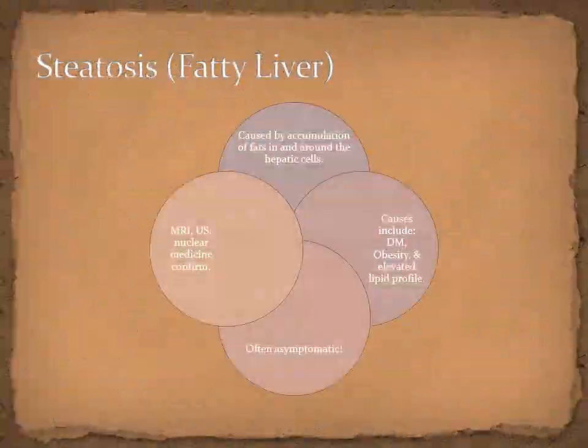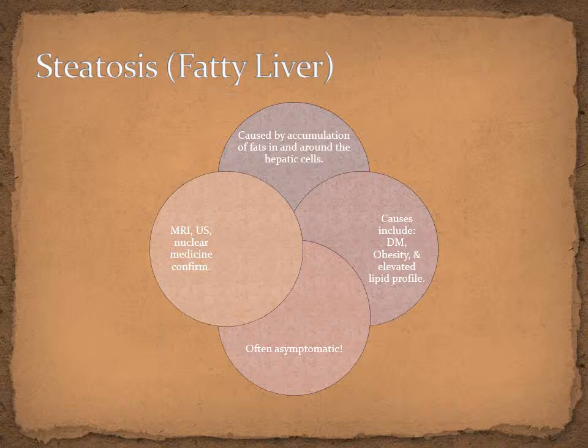Now we're going to talk about a fatty liver, steatosis. It's caused by accumulation of fats in and around the hepatic cells. Causes include diabetes mellitus, obesity, and elevated lipid profile. It's often asymptomatic. Diagnostically, we'll look through an MRI, an ultrasound, or nuclear medicine confirmation.